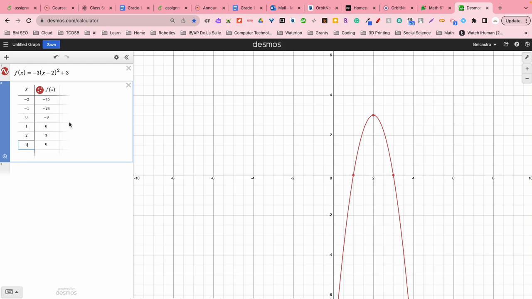Okay. So we have this table here. What I'm going to do is steal those values and write them down because they'll be very, very helpful. So 0 was negative 9 and negative 1.